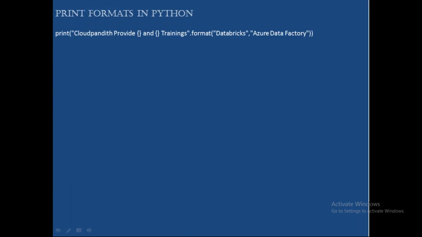Next, print formats in Python. This is important, so please understand. Cloud Pandit provides {} and {} trainings, format Databricks, Azure Data Factory. The first word will go to the first curly brace and the second word will go to the second curly brace. So it becomes Cloud Pandit provides Databricks and ADF training, that is Azure Data Factory training. By default, the first one goes to the first curly brace, the second to the second.